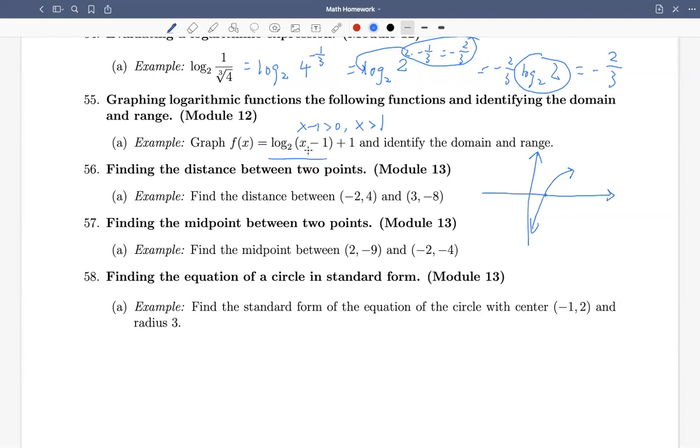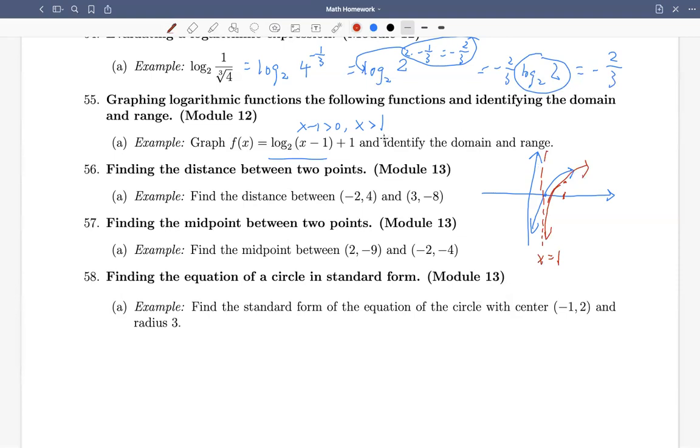But now the function is being shifted. Let me use red color. Shifted 1 unit to the right. So now it becomes here. So the vertical asymptote becomes x equals 1 now. In the reference graph, the y-axis is the vertical asymptote. Then plus 1 means every point is shifted up 1 unit. So this point was shifted here, now shifted up 1 unit. So the graph still has this shape, it looks along this line. So that's the graph, right?